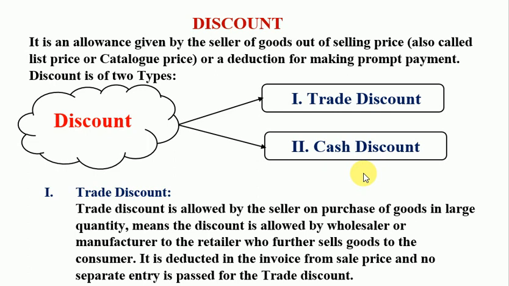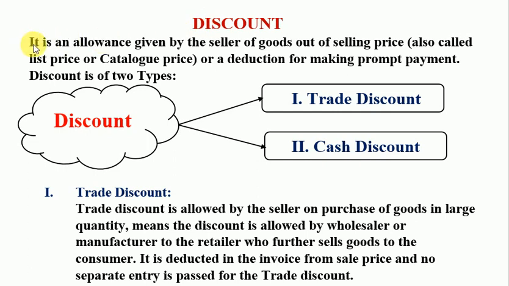As we know very well, we have already started a new chapter, that is books of original entry: journal. In our previous video, we discussed the format as well as one question of the journal, and I have given some assignment to you. I hope you all have completed that one. Let's start a new topic, that is, what is discount. Discount is another topic in books of original entry: journal.